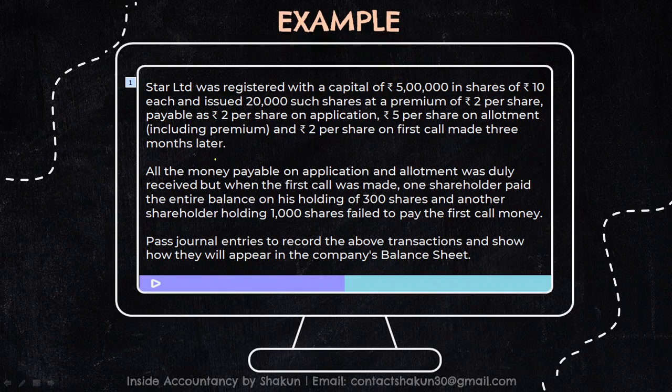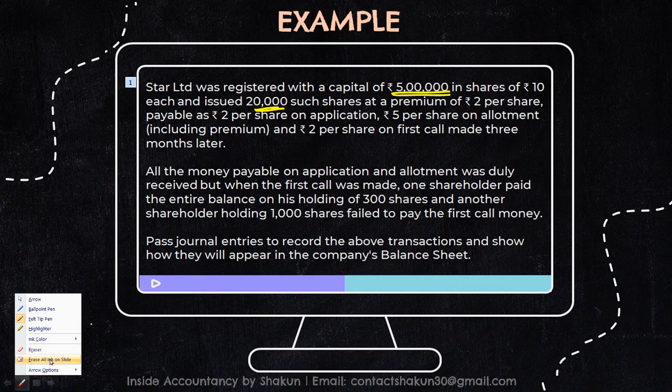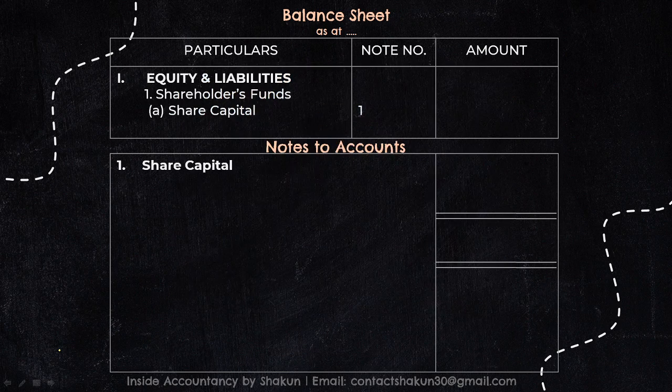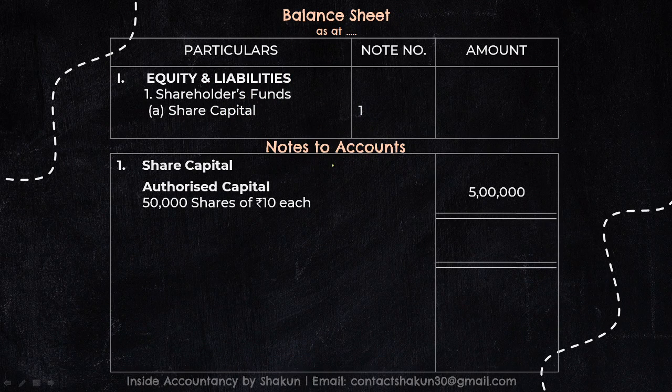Before we do that, let's have a look at the example. So we had the registered capital of 5 lakh in shares of 10 each. So that means 50,000 shares at the rate of 10 each will be our authorized capital, and issued 20,000 shares. So 20,000 shares at the rate of 10 each will be the issued capital, right? So in the notes to account, we will mention the authorized capital as 5 lakh and the issued capital as 2 lakh. This is only for information.